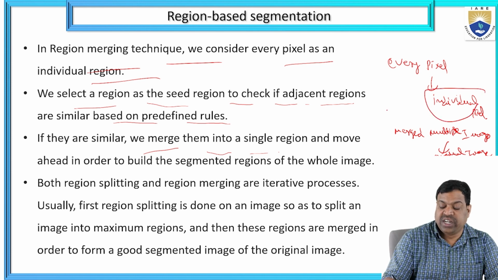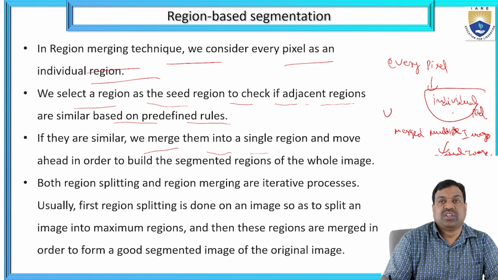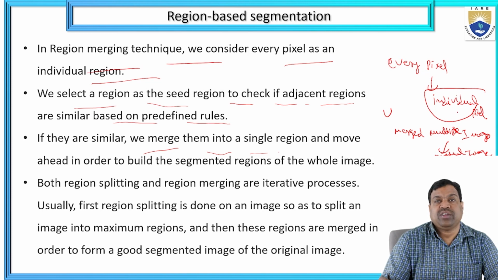Every pixel as an individual region. Then, based on similarity, we merge them into a single region and move ahead in order to build the segmented regions of the whole image. Both region splitting and merging are iterative processes. Usually, region splitting is done first on the image, to split the image into a maximum number of regions, and then these regions are merged in order to form a good segmented image of the original image.